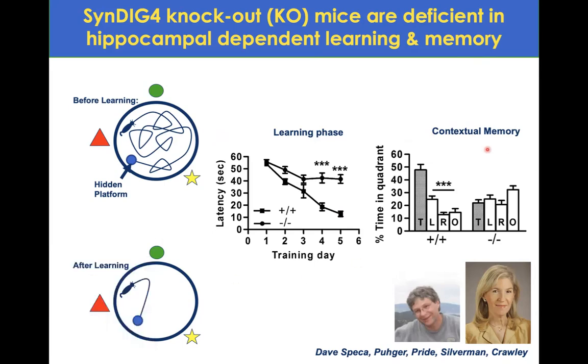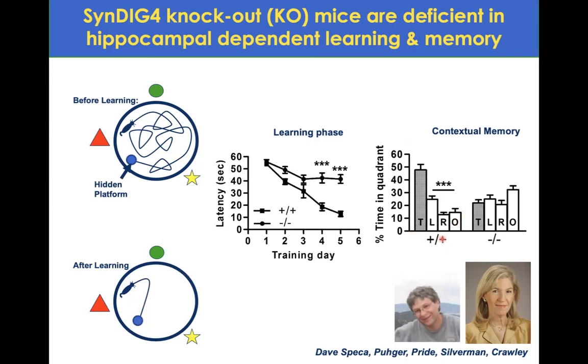We could probe the learning by doing this test here, removing the platform and then quantifying how much time the mice spend in the target quadrant. So in this case, there's a target quadrant, and there's the left, right, and opposite quadrant, right? So target, left, right, opposite quadrant.